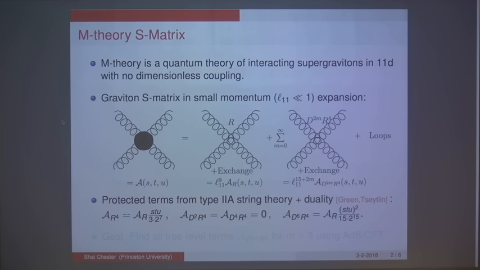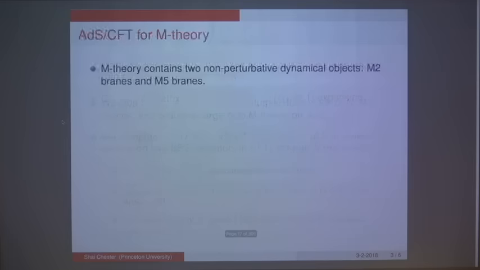But for all higher terms, they're not protected, and so there's no known way, even in principle, of deriving them, because we obviously don't have a worldsheet, because it's M-theory. So the goal of this talk is to tell you basically how you can, in principle, derive all the higher tree-level terms using AdS/CFT.